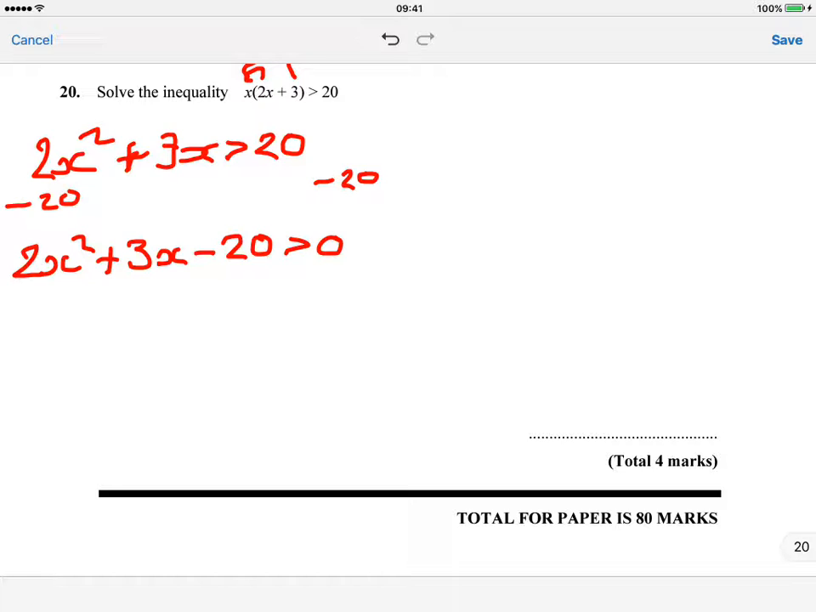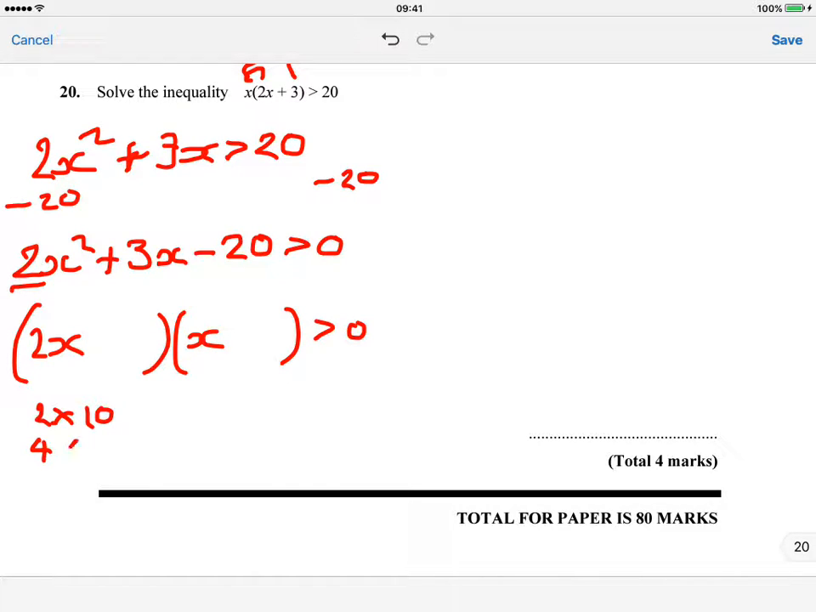Now, there's lots of different ways of doing this. We could do the AC method, but because we've got 2x squared, if I imagine two brackets next to each other, the starting point has got to be 2x and x. It's the only combination of factors that multiply together to make 2x squared. And so there's a slightly quicker way than doing the AC method here. We can just list our factors of 20. So we could do 2 times 10, or we could do 4 times 5. We could also have 1 times 20.